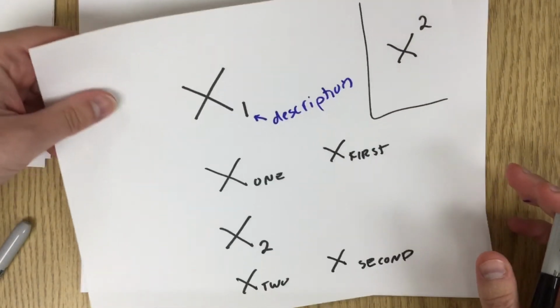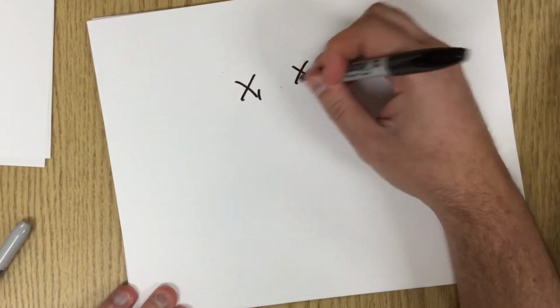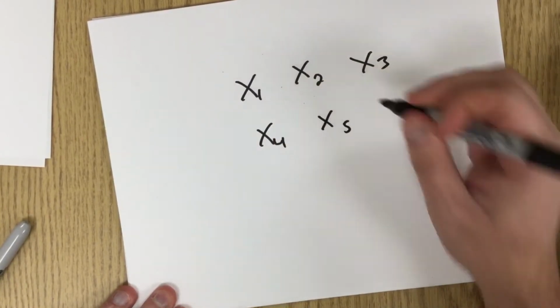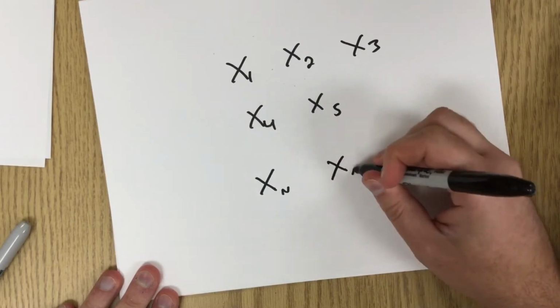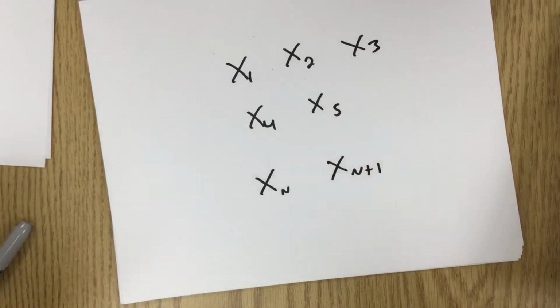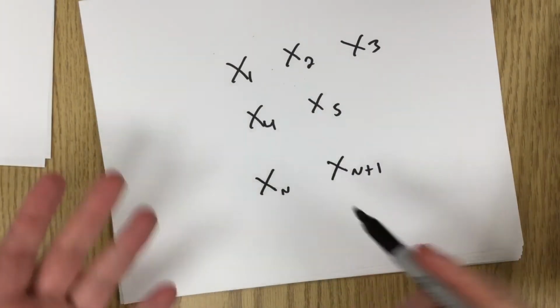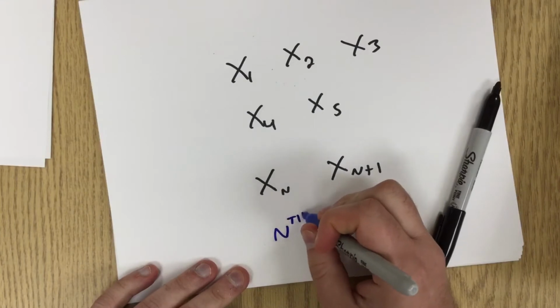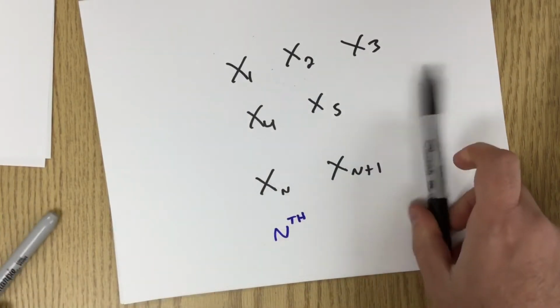And we're not really going to be doing it this year, but you could actually have x1, x2, x3, x4, x5. And when you get to more advanced math, in fact, xn, xn plus 1. And these are all descriptions. This would mean the first x, second x, third x, fourth x, fifth x, the nth x, or the n plus first x.